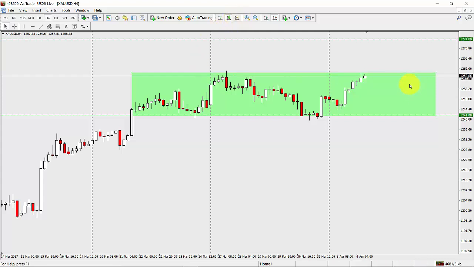So yeah, breaks higher, comes back down and bounces.